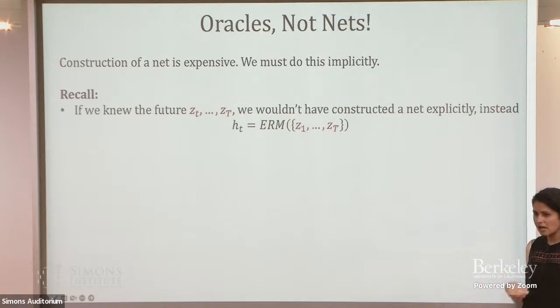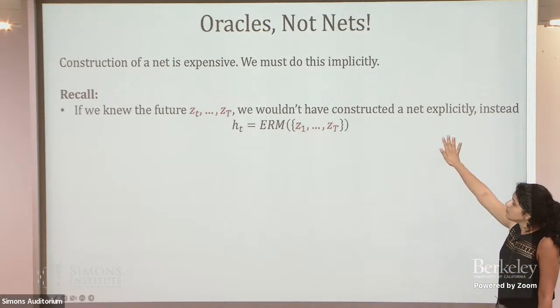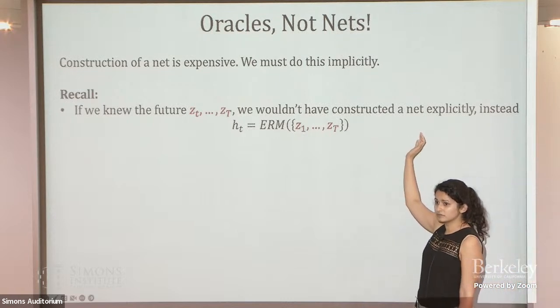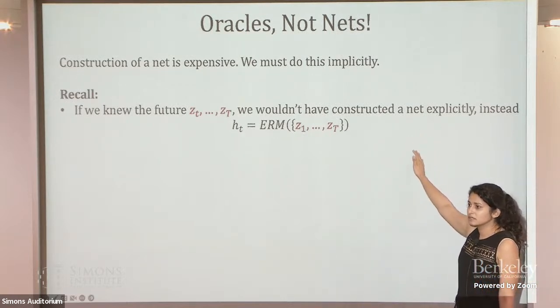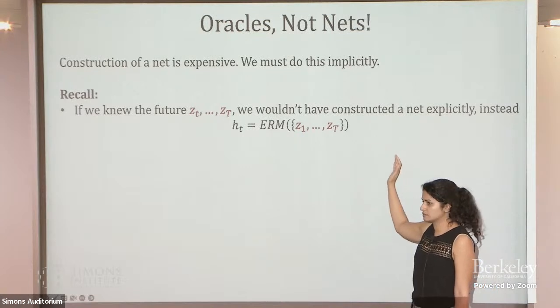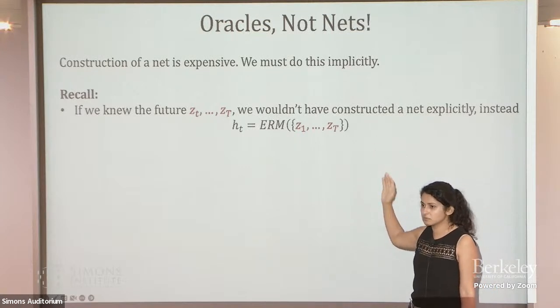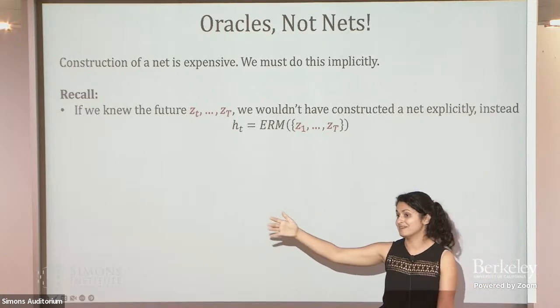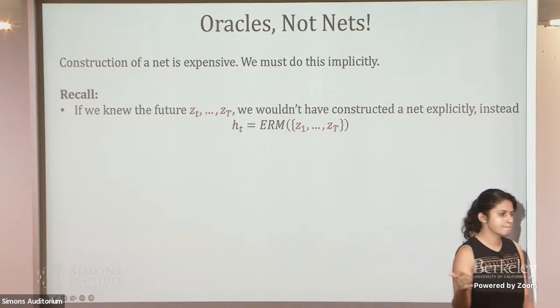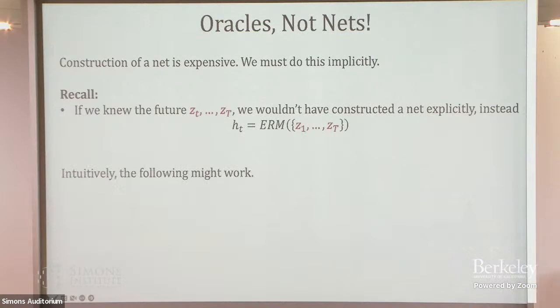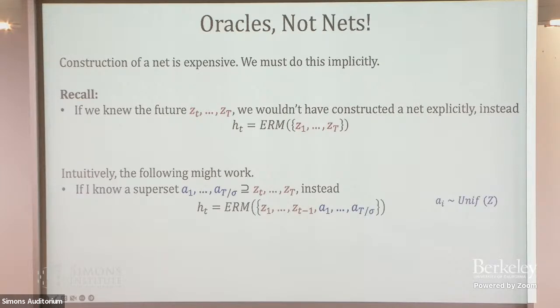Well, I'm going to, again, maybe think a little bit more naively. What I know is that if I knew the future, that the thing that would have never happened, I would have never needed to make a net. There's no reason to make a net because the future itself is defining my net essentially implicitly. So if that's the case, intuitively, what you're trying to do here is to say that maybe my hallucinations will create the net for me. What does that look like?